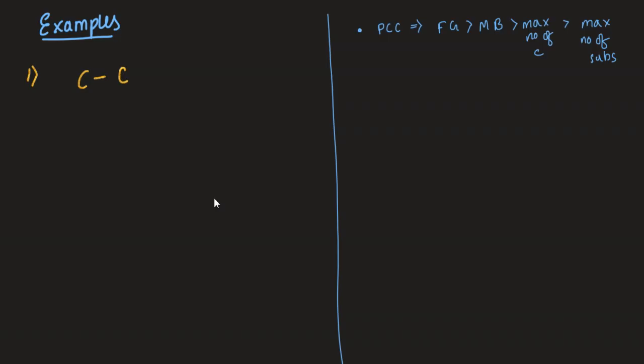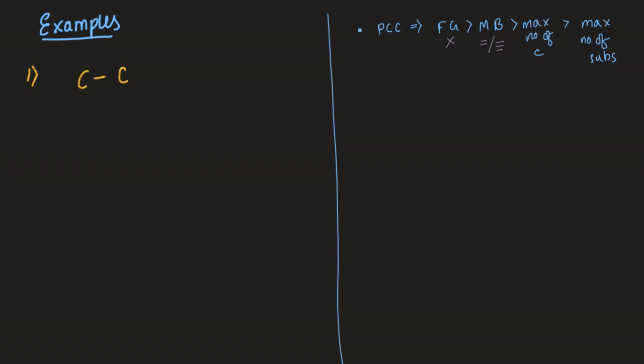So first of all, while choosing the parent carbon chain, do you have a functional group anywhere? No, there is no functional group. Next, do you have a multiple bond anywhere? What is the meaning of multiple bond? Double bond or triple bond. There is no double bond or triple bond. Next, take the concept of maximum number of carbons. This is the maximum number of carbons, two, so this is our parent carbon chain. So we choose the parent carbon chain based on the maximum number of carbons.